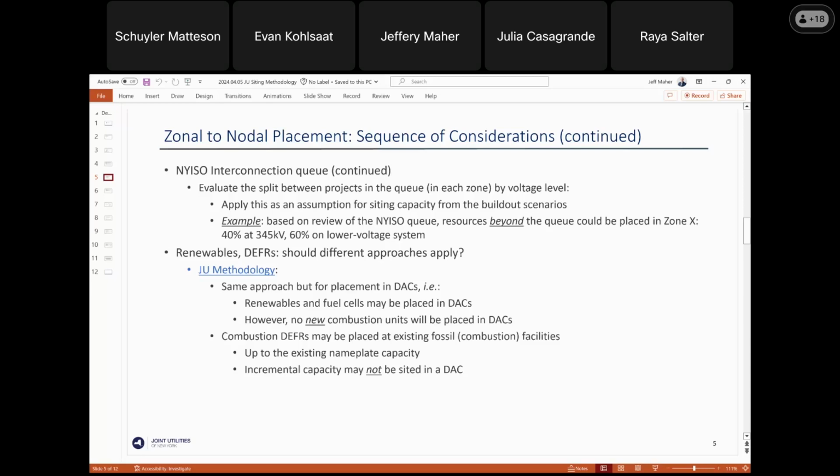So the answer is to use the same approach for placement in DACs, except that while renewables and fuel cells may be placed in DACs, no new combustion units will be placed in DACs. Combustion DFERs may be placed at existing fossil combustion facilities up to their existing nameplate capacity. However, incremental capacity may not be sited in a DAC. So I think the key point there is that no new combustion units can be placed in DACs. However, existing fossil fuel units could be converted, as was mentioned in the previous presentation as well. Next slide, please.